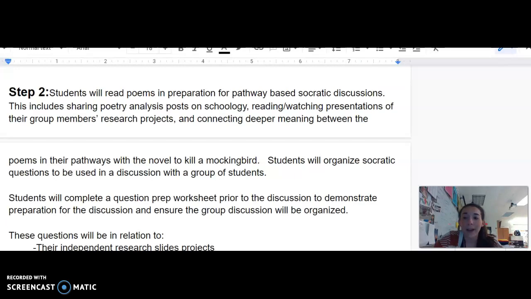So once you have completed those discussions, you're going to put those in the discussion post. This includes sharing poetry analysis posts on Schoology, reading and watching presentations of their group members' research projects, and connecting deeper meaning between the poems in their pathways with the novel To Kill a Mockingbird. So, students will organize Socratic questions to be used in a discussion with a group of students.